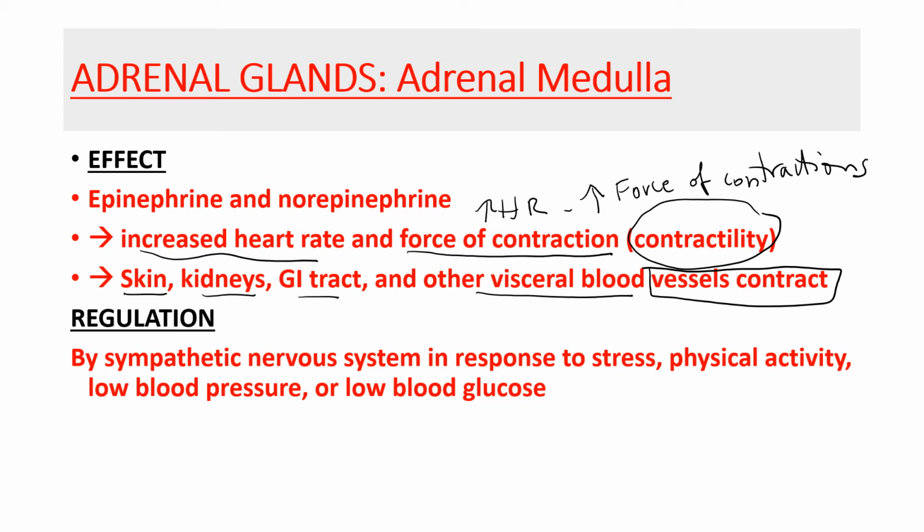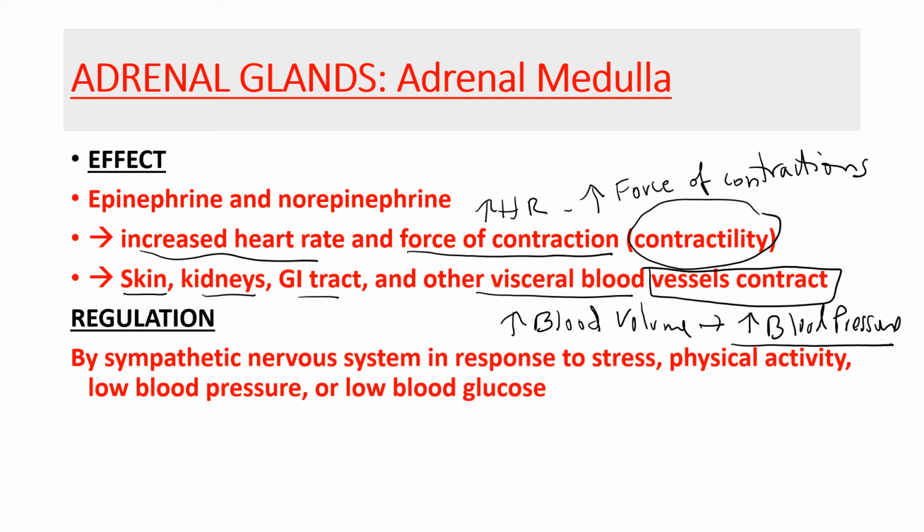lungs, skeletal muscle, brain. Because most of these large blood vessels will receive the blood from the peripheral organs, blood volume will increase in these large blood vessels. An increase in blood volume will have an effect of increasing blood pressure. And that is how epinephrine and norepinephrine end up causing an increase in blood pressure.